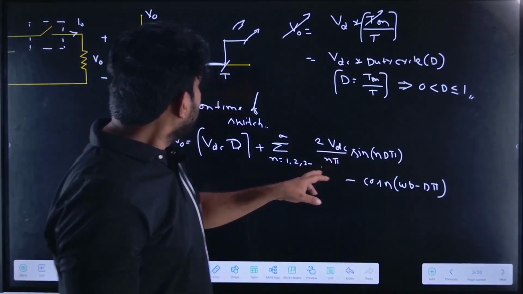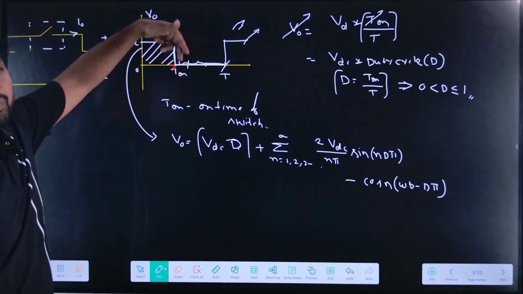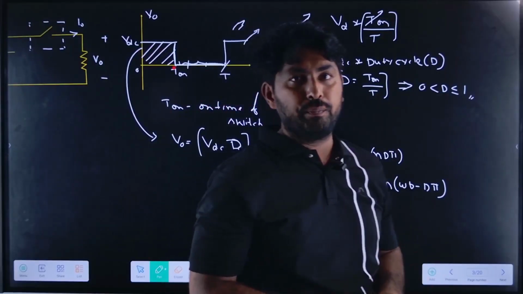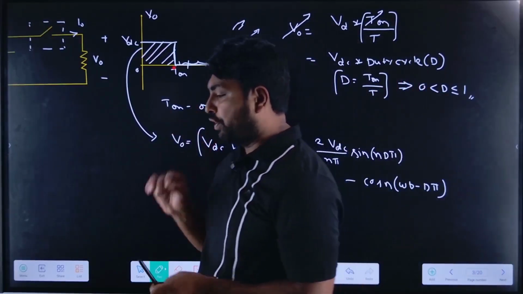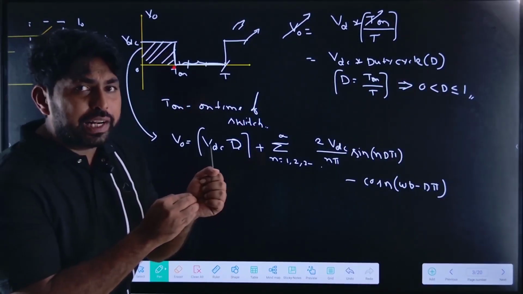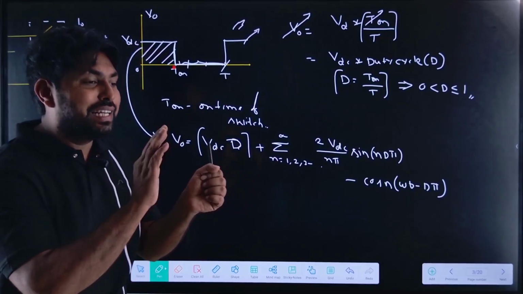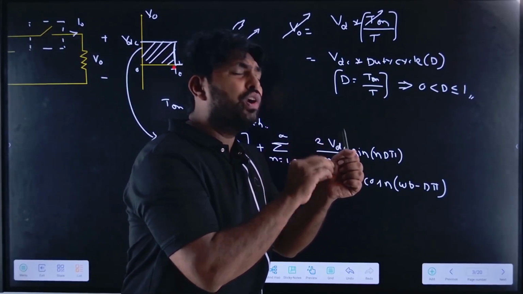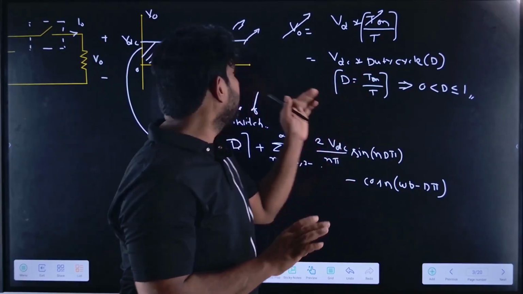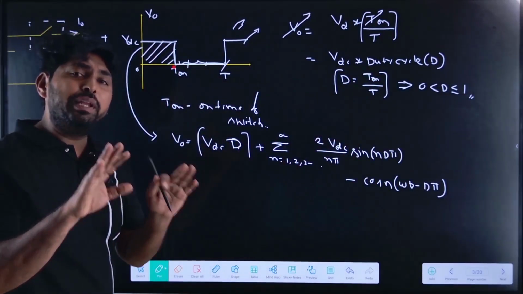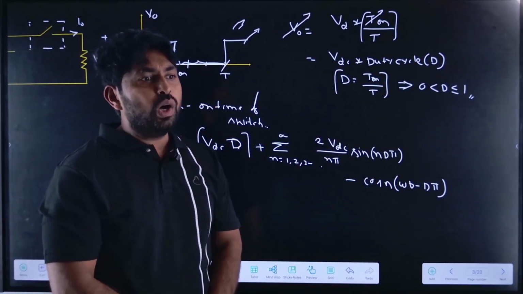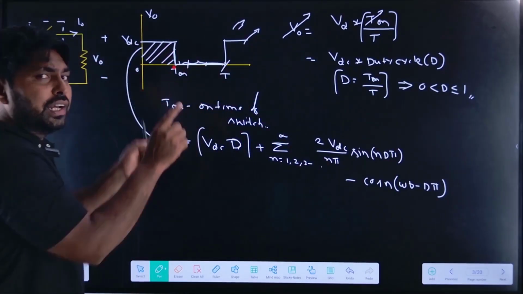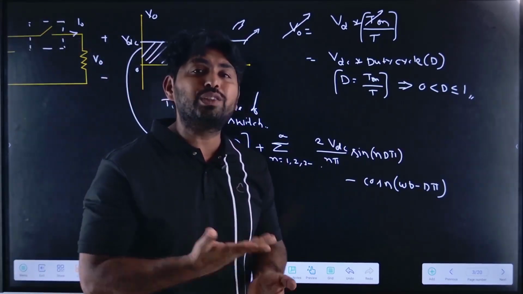Now, if I want to eliminate one particular harmonic, what will be the duty cycle? Listen carefully. For example, my load doesn't require the fifth harmonic, because the fifth harmonic affects the load more. So I want to eliminate the fifth harmonic. To eliminate the fifth harmonic, I should operate this DC to DC converter at a particular duty cycle. What is the duty cycle?